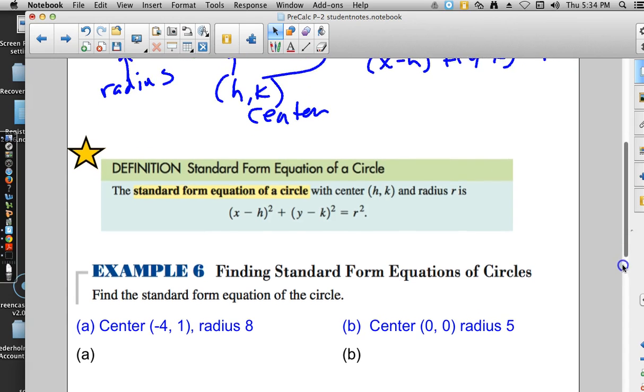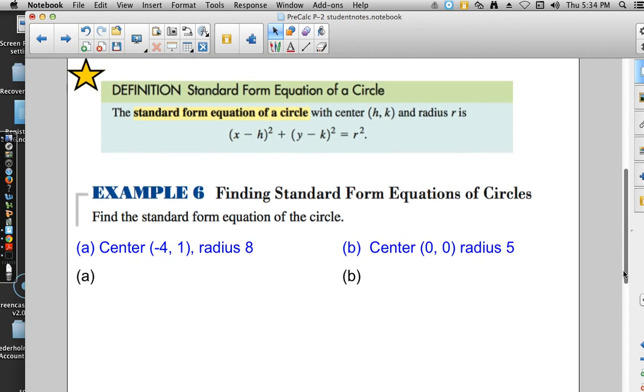So let's see what they want us to do. It says finding standard form equations of circles. Find the standard form equation of the circle. Okay. So if they want a circle, I'm going to pull out my little formula here.